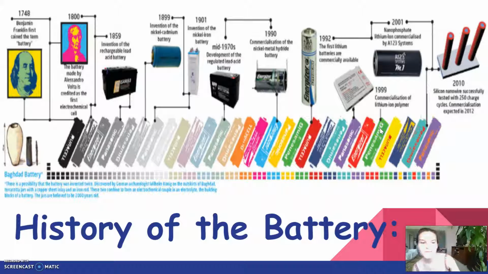And then here's a fun fact. Here's some of the history of the battery, starting from 1746 with Benjamin Franklin first coining the term battery, all the way up to 2010, where silicon nanowire was successfully tested with a 200 charge cycle. The battery has a large history. Imagine that.